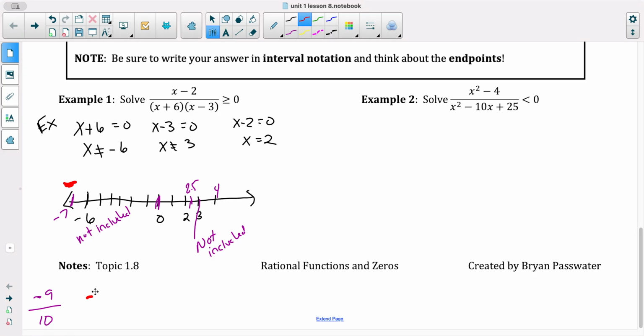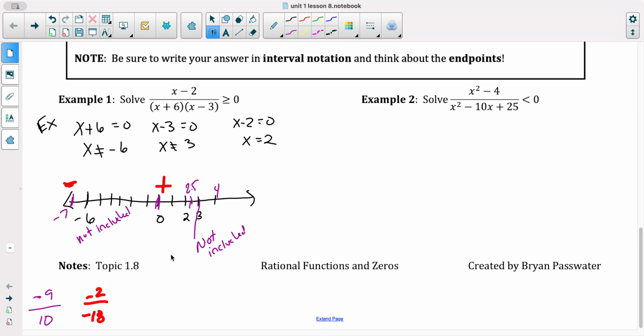0 minus 2 is -2. 0 plus 6 is 6. 6 times -3 is -18. So -2 over -18 is going to be a positive. Okay? And again, bear with me because I know the next one's going to be horrendous as far as the fractions and whatever else. But all I'm interested in is whether it's positive or negative.